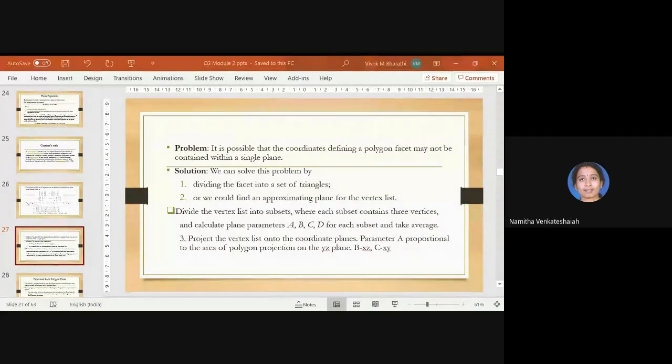We are learning about the plane equation. Why are we learning about the plane equation? If you come to know the plane parameters, you will be easily able to draw the polygon by keeping in mind which plane it belongs to, whether the XY plane, YZ plane, or XZ plane.